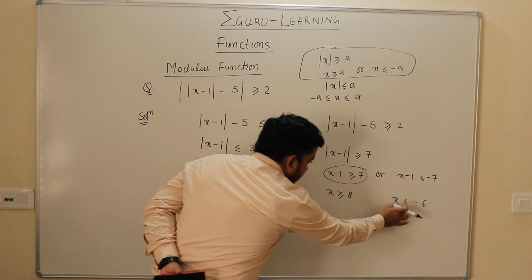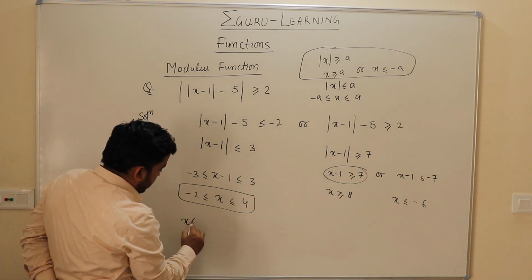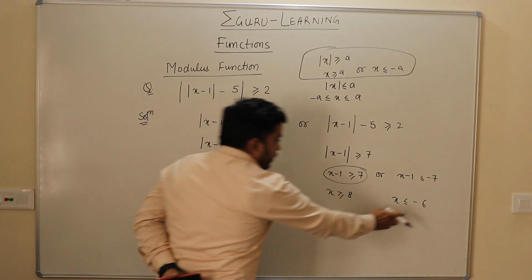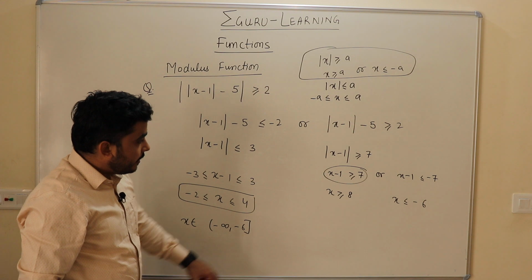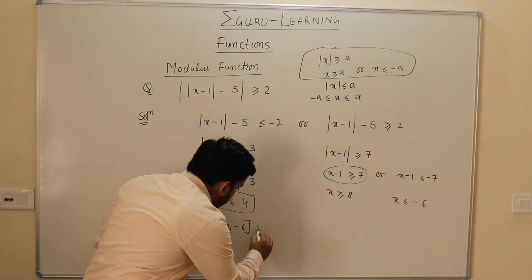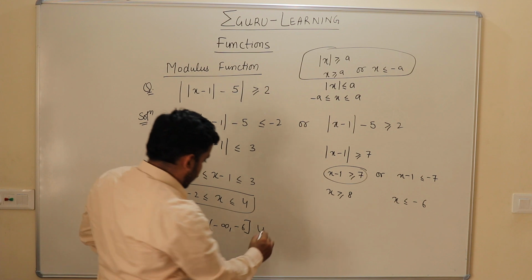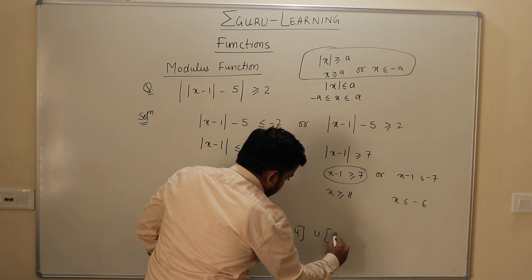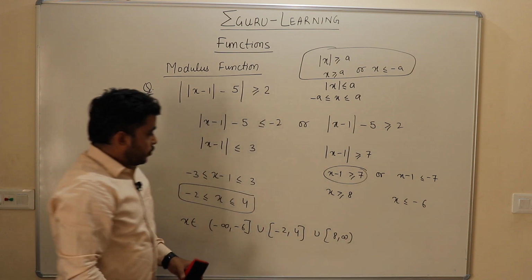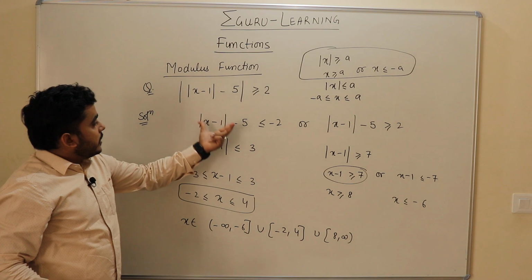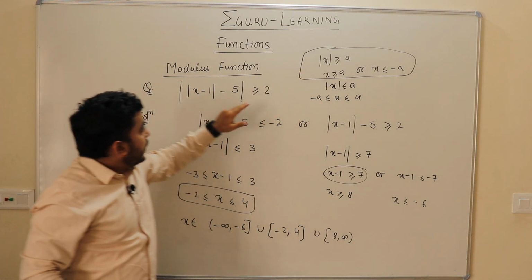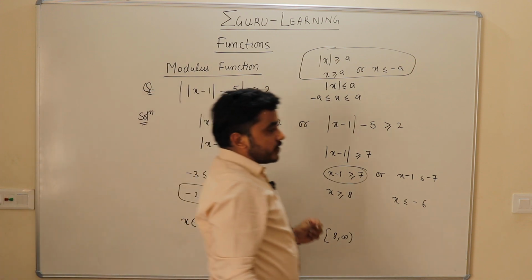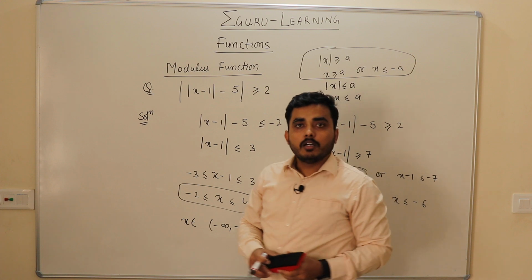So the first region is minus infinity to minus 6. So x belongs to minus infinity to minus 6, with minus 6 in a closed bracket because we have equality also there, union minus 2 to 4, and union 8 to infinity. So students, these are simple questions. You just need to use these properties when you have inequalities under the modulus. So this was about the modulus function, its properties, and the questions based on modulus function.